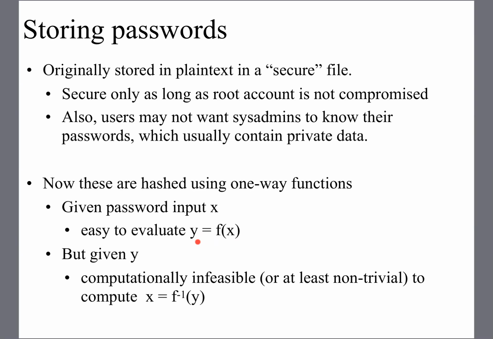Later, when a user tries to log in and inputs their password X, it goes through this function F, and you get a hash value Y. This hash value Y is compared against the stored hash value to see if they match. The assumption is that if there are very few collisions in the hash function, the hash values will match only for that specific user, and as a result you can allow the user to get in.